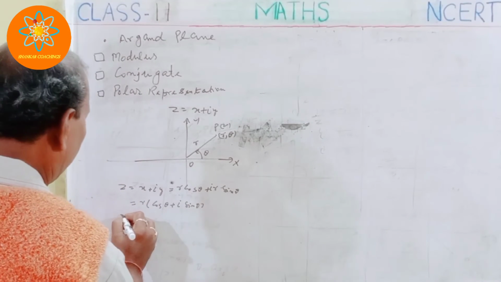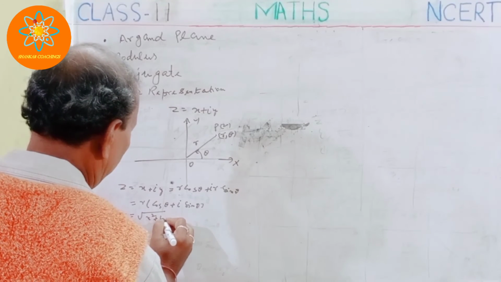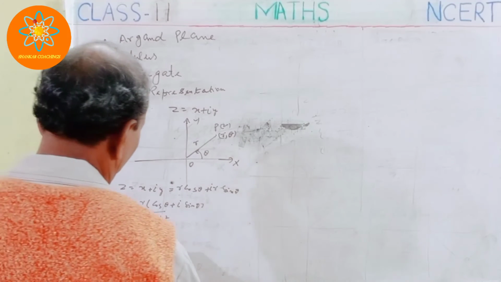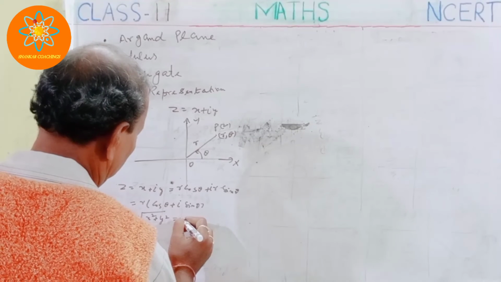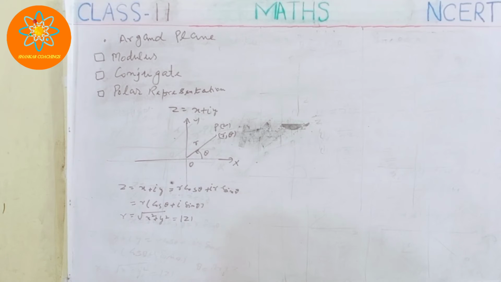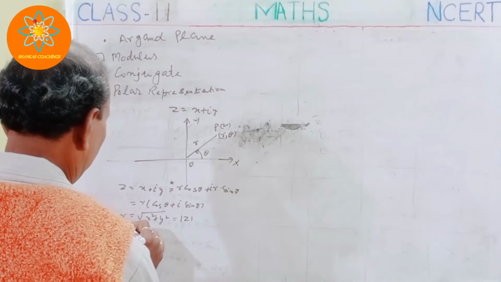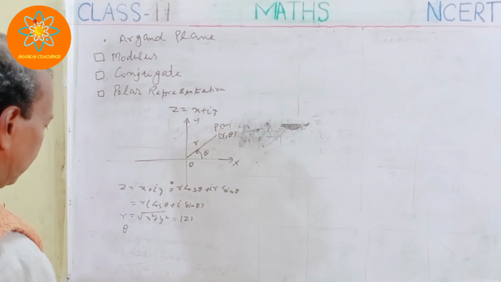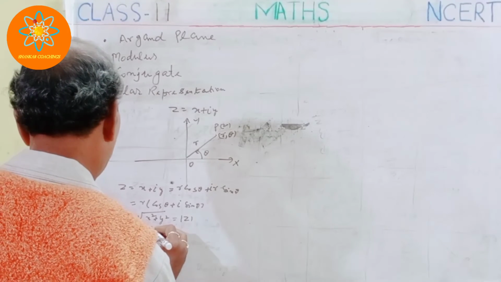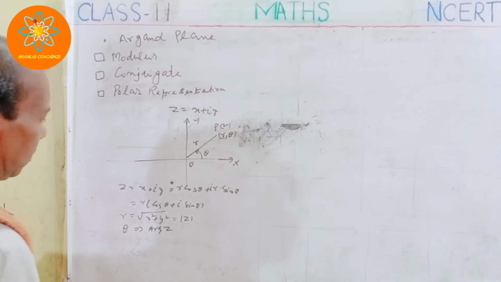What is the value of R? R is equal to nothing but under root x square plus y square, that is equal to the modulus of z. And what is the value of theta? Theta is called the argument of z.